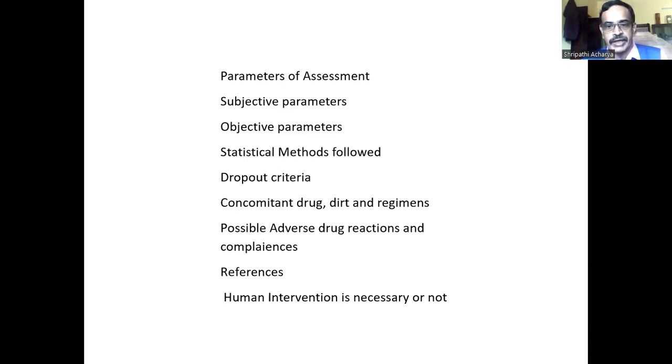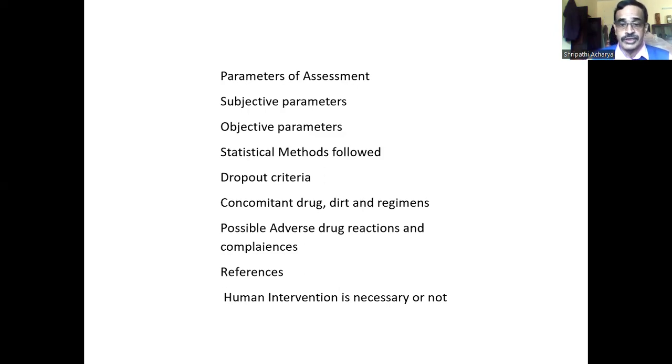Then parameters of assessment: how to assess the results or outcome. There are two types of them, subjective parameters and objective parameters. Subjective parameters are usually the symptoms. Objective parameters are signs, laboratory tests and questionnaires. Just for example, in case of Sandhigata, subjective parameters may be Sandhishota, Sandhishula, Akuncha Prasaranayoh Savrati Savedana, and stiffness. Objective parameters: radiological evidence and visual analogue scale.